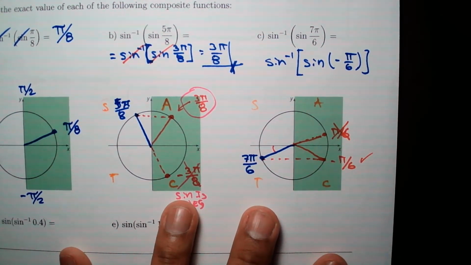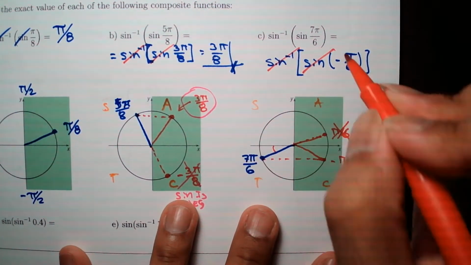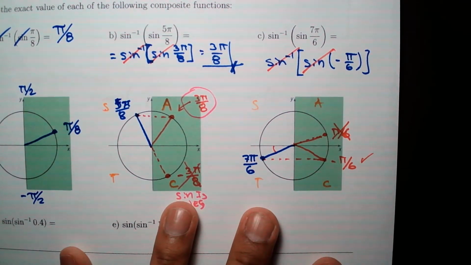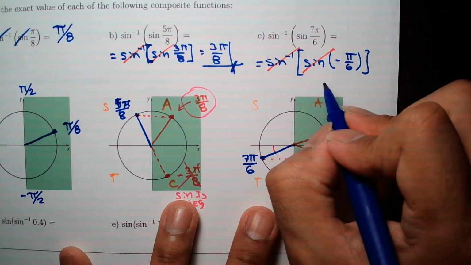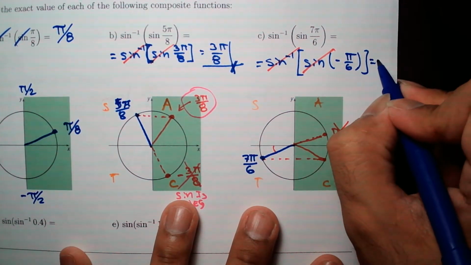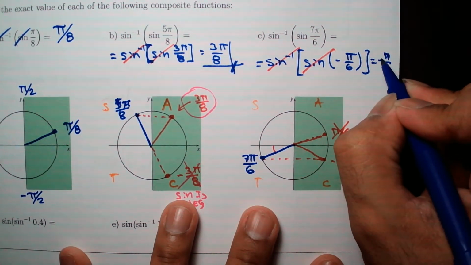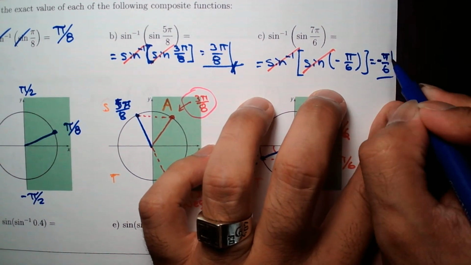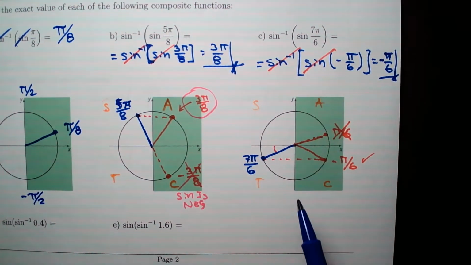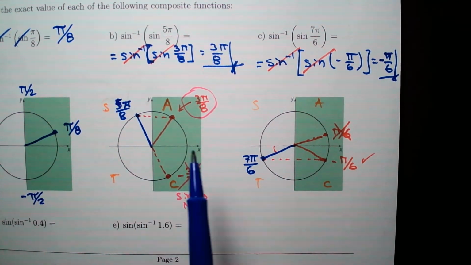And only then we can just do boom boom and eliminate the sine, with negative pi over 6 as the final answer here. Alright, so in this case, do you see the difference between these two examples?